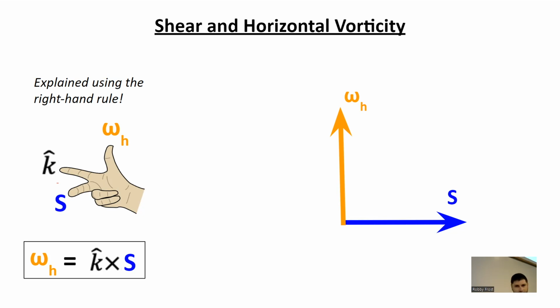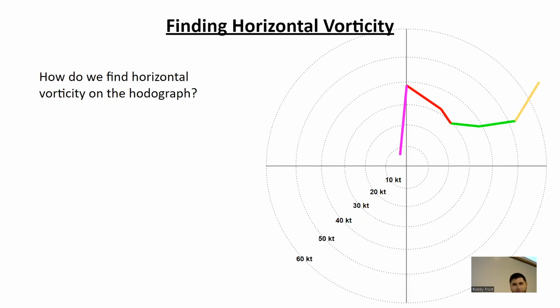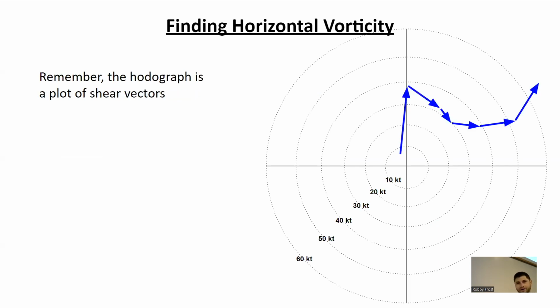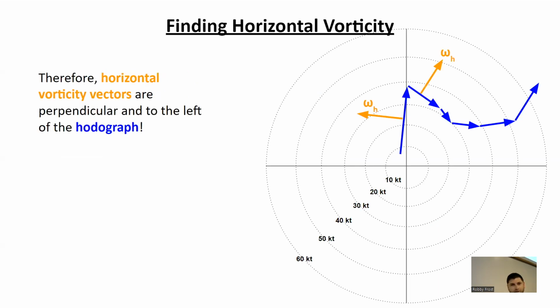You can kind of do this exercise on your own, but it's just proof that this works. So going back to our original question, how do we find shear and vorticity on the hodograph? Well, it should be pretty straightforward at this point. If the vorticity is always normal and to the left of the shear, and the hodograph is just a plot of shear with height, then the vorticity is always normal and to the left of the hodograph. Everyone good with that concept?